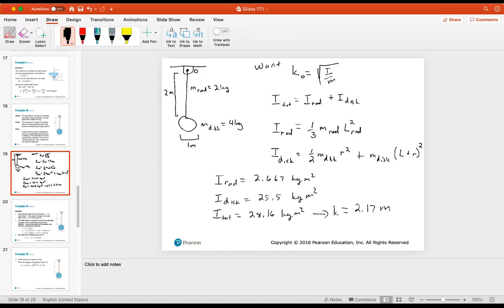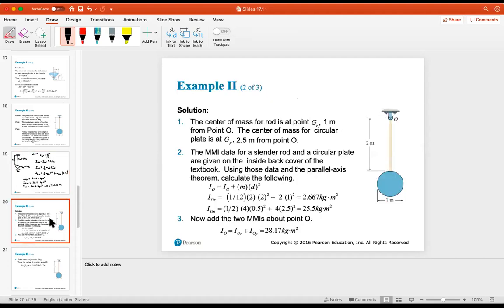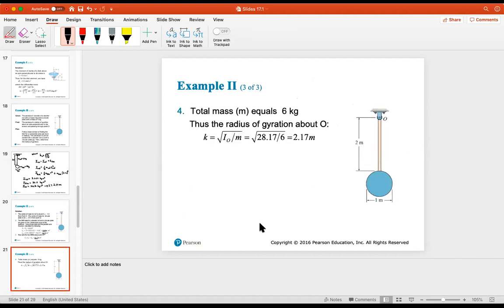Okay, let's see how we did. Good. This is the same. This is the same. This is the same. Looking good. They really proceeded just the same way we did. You get the same answer. So, good job.